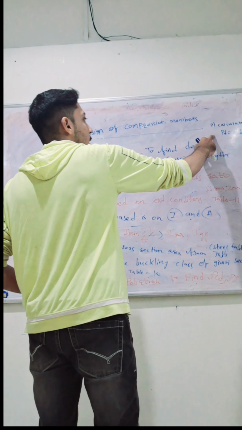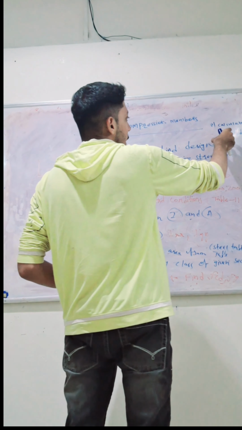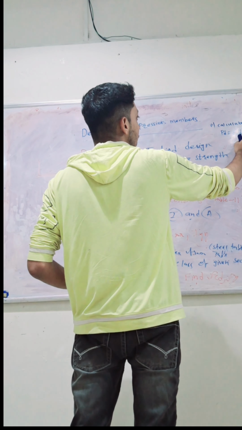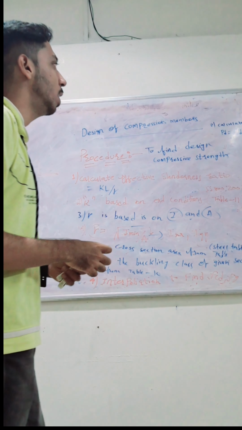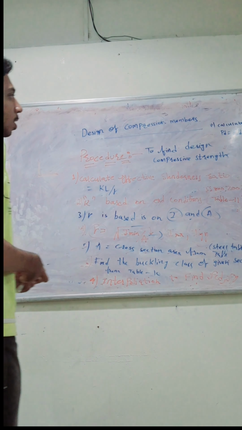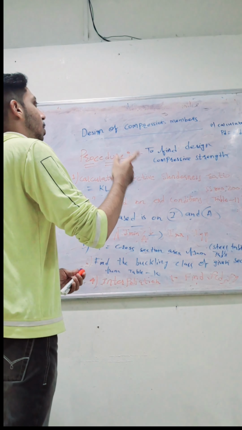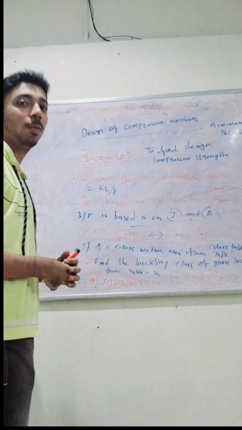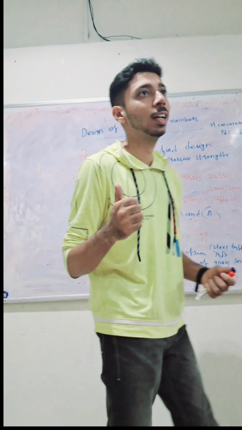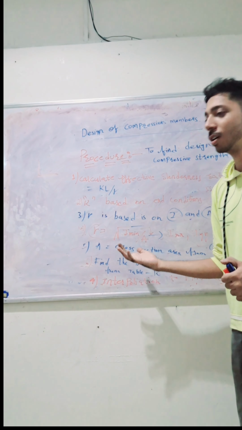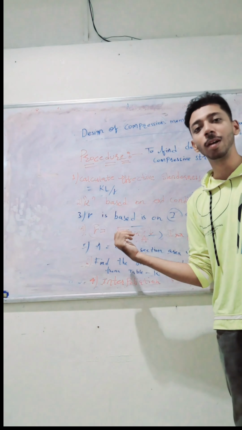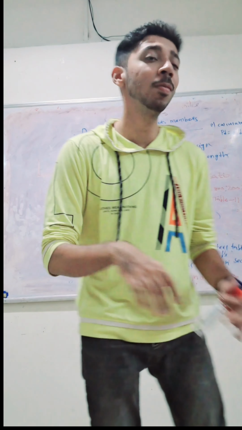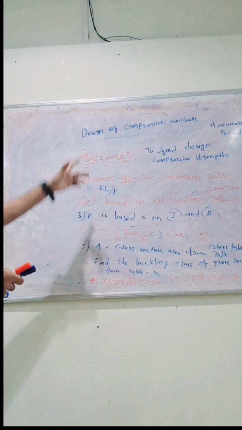Next, eighth point, it is the final step. You need to find PD is equal to FCD into AE. PD, the design strength, we have to find out in the last step. When we solve the problem, we will understand it very clearly. So these are the steps you need to apply while calculating the problem. This is the procedure you need to follow in the 8 steps.